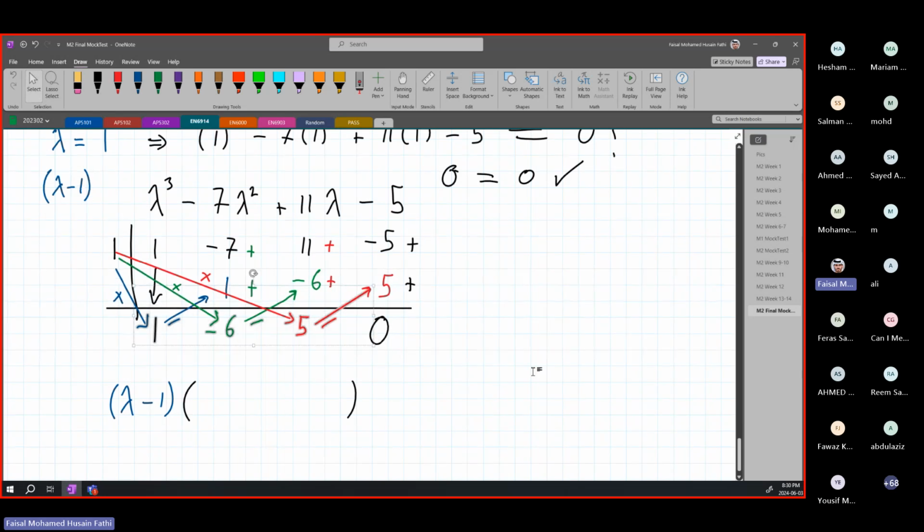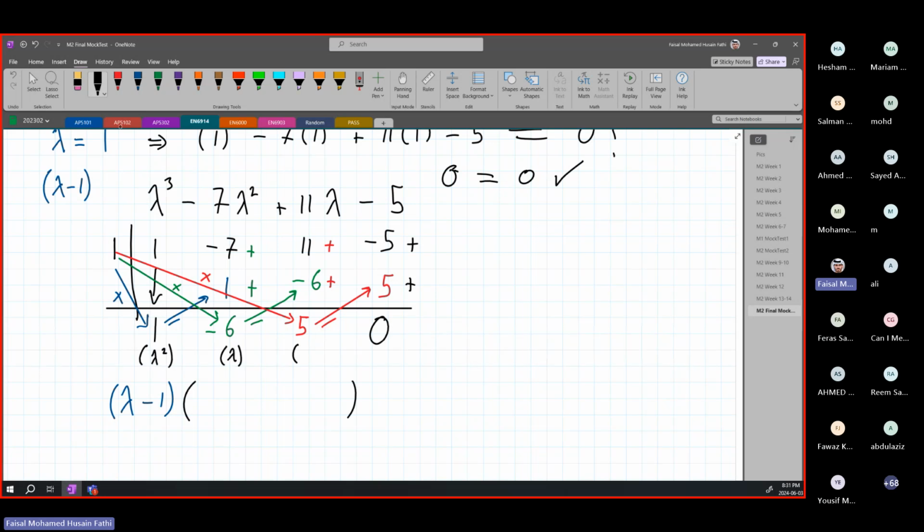So this is what will be remaining, where this is going to be your lambda squared, this is going to be your lambda, and this is going to have no lambda, just the number. How do I know this? Because we started with cubed. So the next number is going to be squared, because we took out one lambda. So the cubed is going to go away. The next highest order is going to be squared. So we'll be remaining with 1 lambda squared minus 6 lambda plus 5 by itself, and this should be equal to 0.